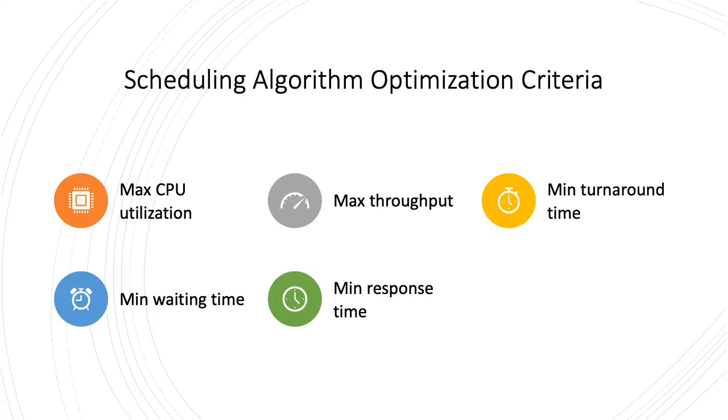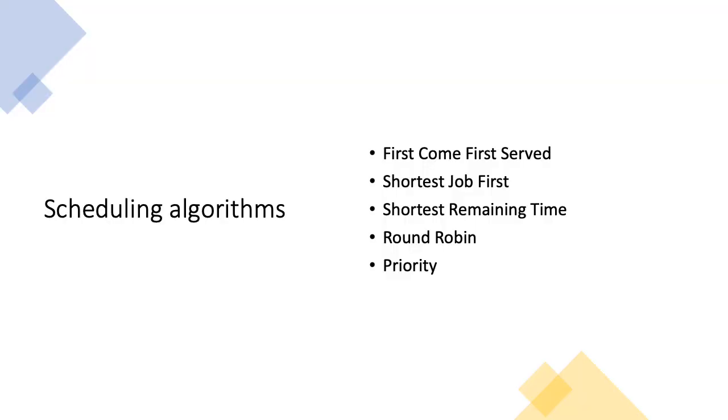Next is the scheduling algorithm optimization criteria. Based on the earlier criteria, we want to maximize the CPU utilization, maximize the throughput, minimize the turnaround time, minimize the waiting time, and minimize the response time. That is the goal of CPU scheduling. Finally, these are the scheduling algorithms that we will be looking at: first come first serve, shortest job first, shortest remaining time, round robin, and priority. We will be looking at each of these in detail.